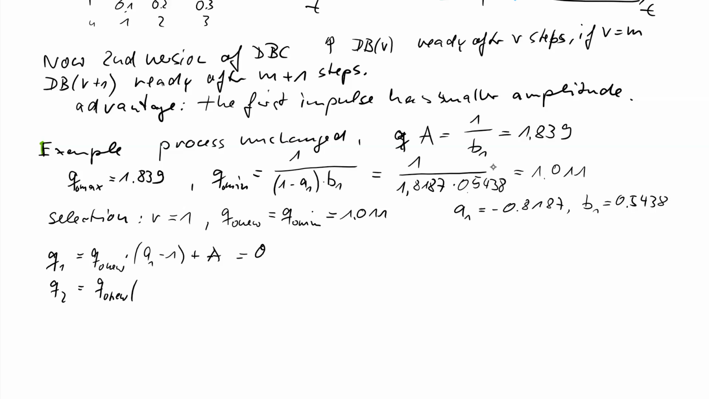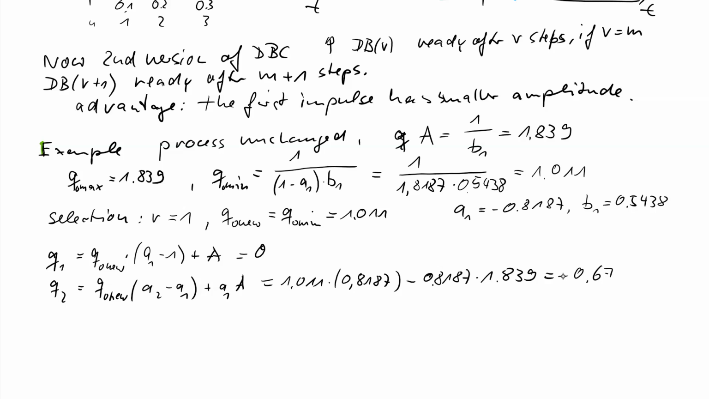Q0 new times A2 minus A1 plus A1 times capital A. Okay, there is no A2, that is only valid, so this is Q0 new, 1.011, times negative A1, which is negative 0.8, so positive 0.8187, minus A1 times A, 0.8187 times original A, 1.839. The result is negative 0.6778.